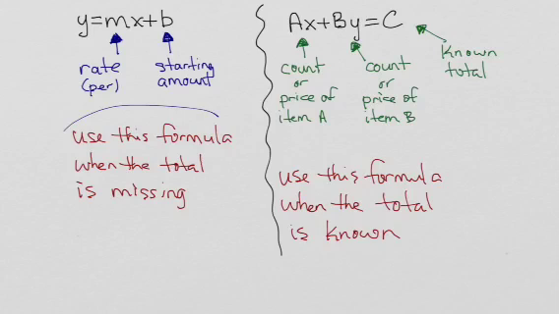When the total is missing, we use this formula right here, y equals mx plus b, where the b is our starting amount and the m is the rate. That's usually the number that has the word per after it.